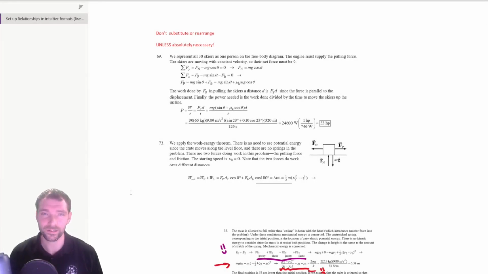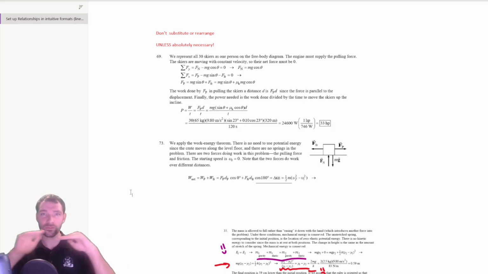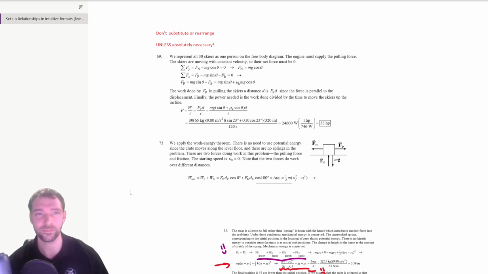Hi, my name's Andrew McLaren, and today I want to talk to you about how to look at physics problems intuitively or with a line of equivalencies. So you've got all these little parts that add up to some whole.